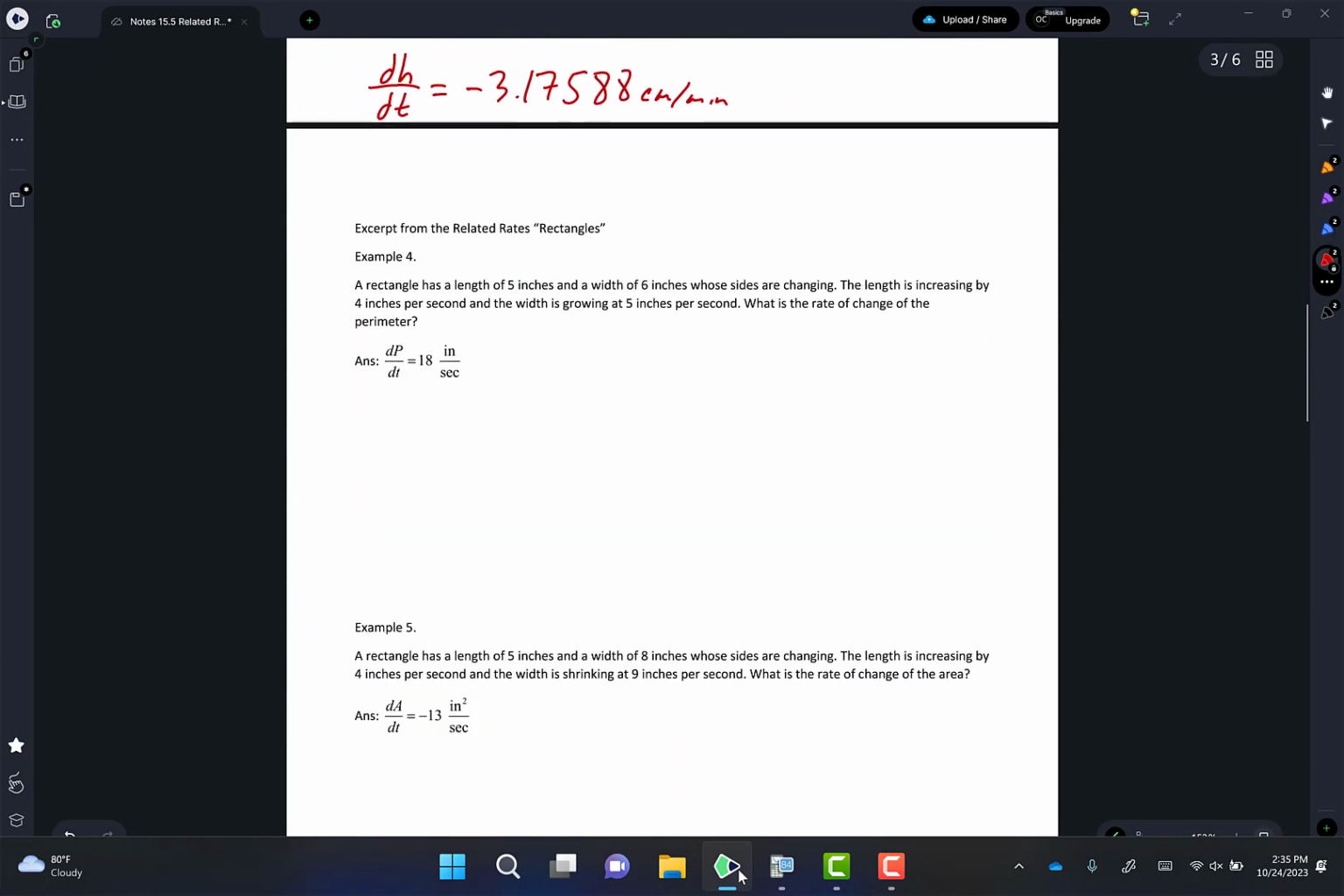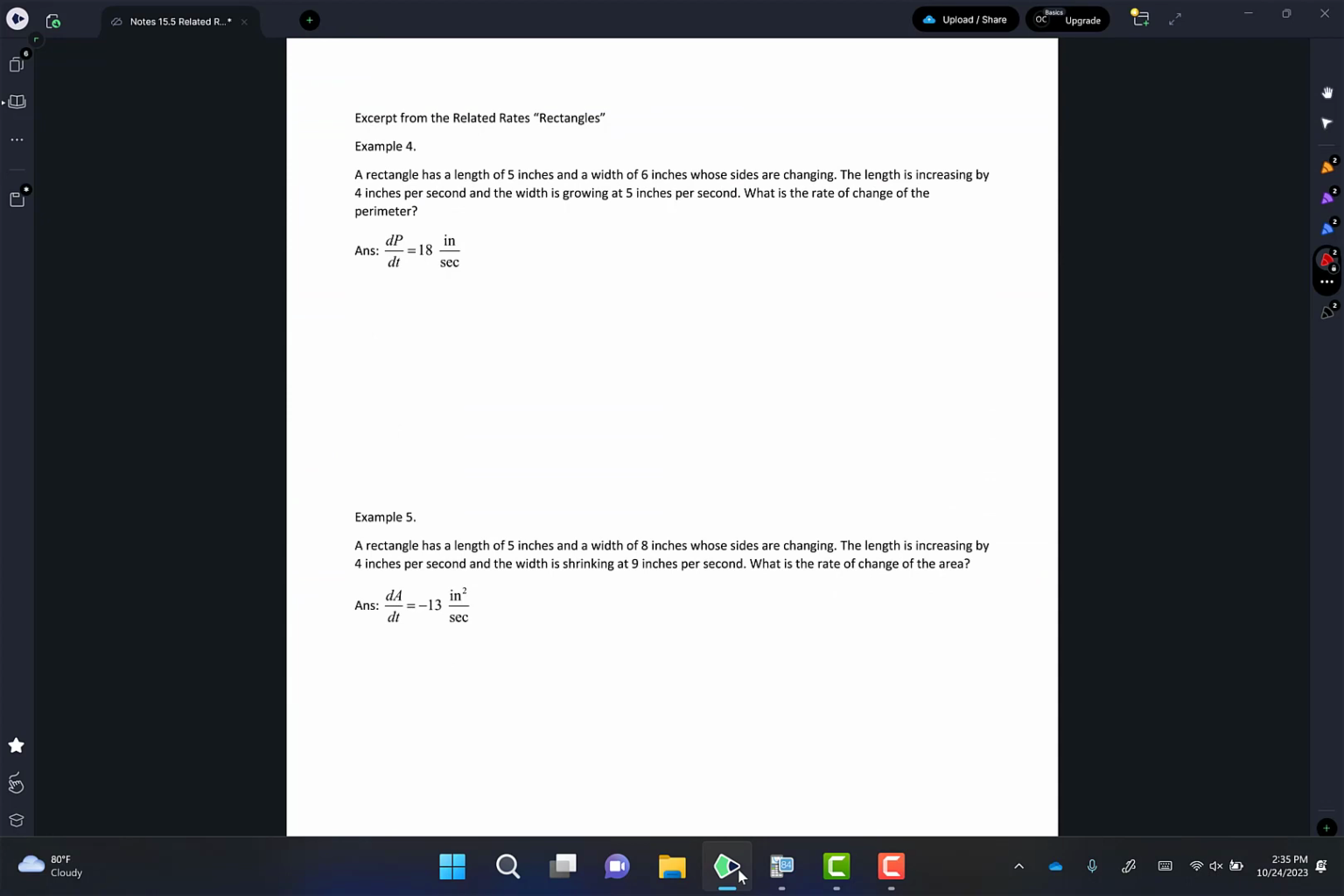All right, go to example 4. These get kind of easy. So we kind of already did the hardest questions, guys. These get kind of easy.